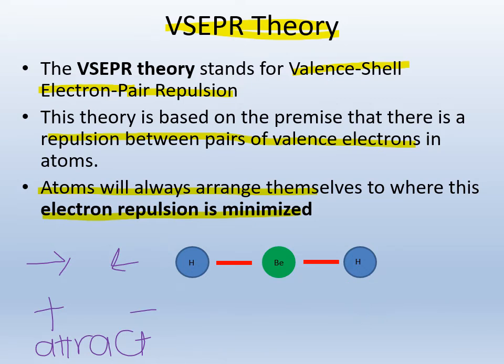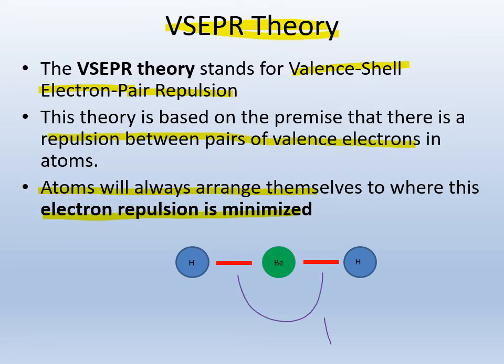Looking down here, we have the Lewis structure for BeH2. It has two single bonds. We drew it earlier, and this is a linear structure. They're 180 degrees apart. This gets those bonds as far apart as possible. They don't want to be close to each other, and that's why it has a linear structure.